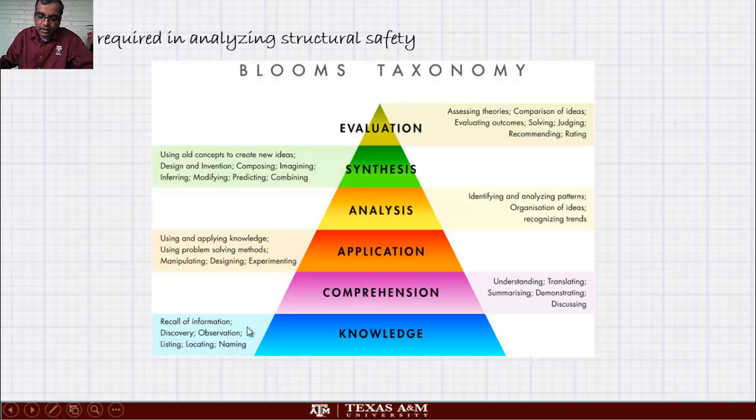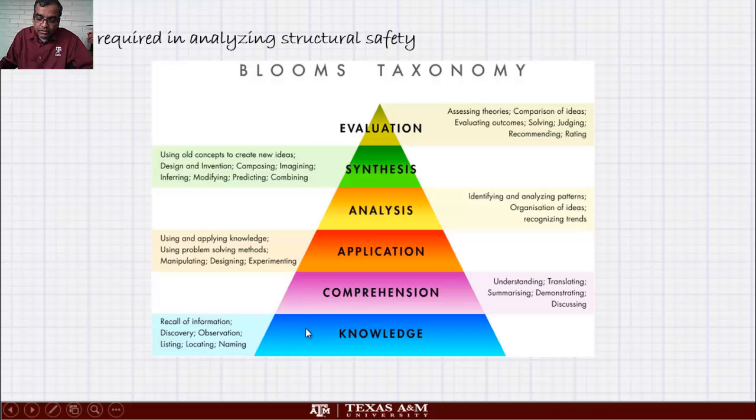Notice that at the bottom end of it is called knowledge, and the kind of things that are required is recall of information, locating, naming, listing, observing, that kind of thing. That's very low level in Bloom's taxonomy. The next one is translation. Understanding, translating, summarize, demonstrate, discuss. All of that is in the comprehension side.